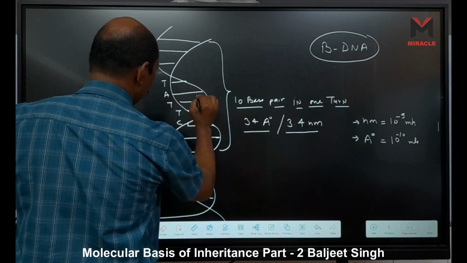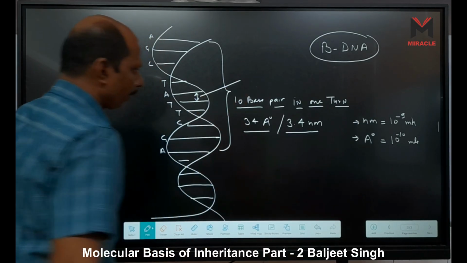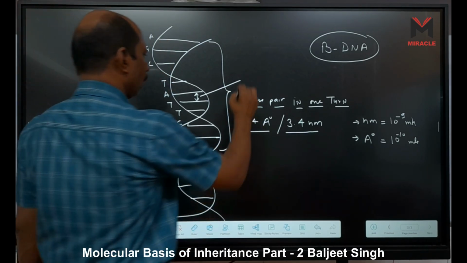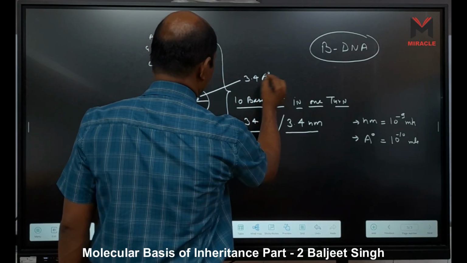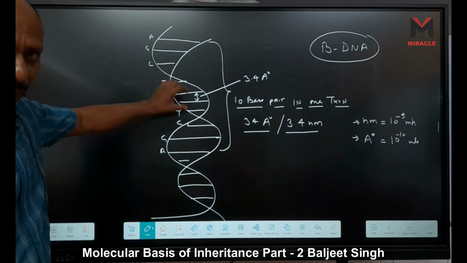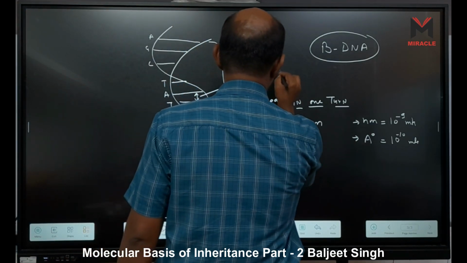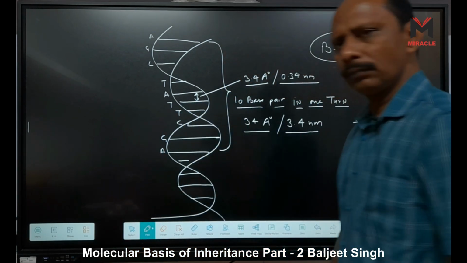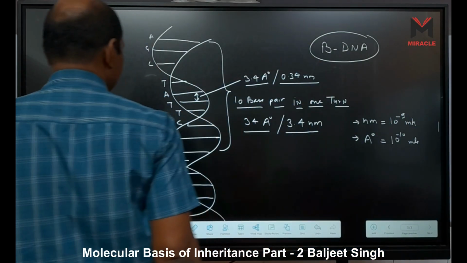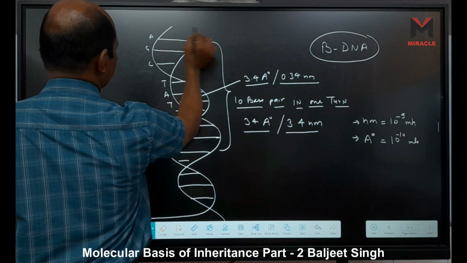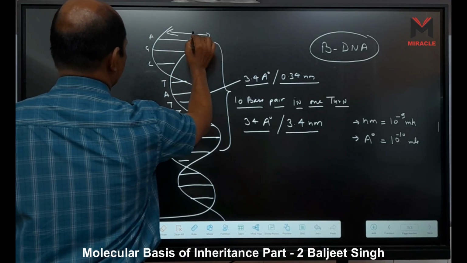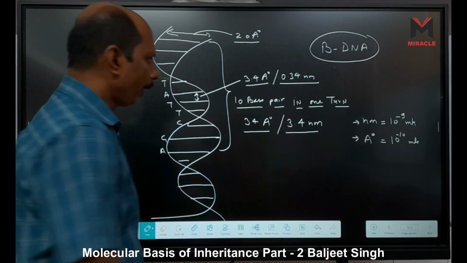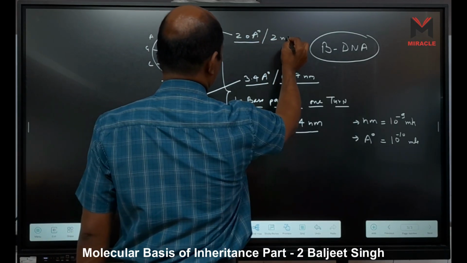So what is the length between two base pairs? Simply when we divide this 34 angstrom by 10, what happens? We get 3.4 angstrom. The distance between two nucleotides is 3.4 angstrom, or we can say 0.34 nanometer. Okay. Another thing he gave us is the distance between two strands. These two strands, right? This distance, he said, is 20 angstrom, or in nanometer, we can say it is 2 nanometer.